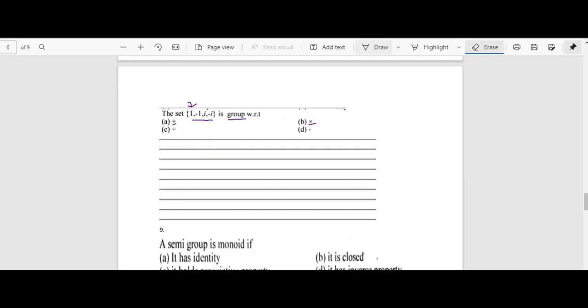If I talk about B, it is multiply and the multiplicative identity is 1. So I have that. Now I need to have inverses as well, right? So the multiplicative inverse of 1 is 1, right?